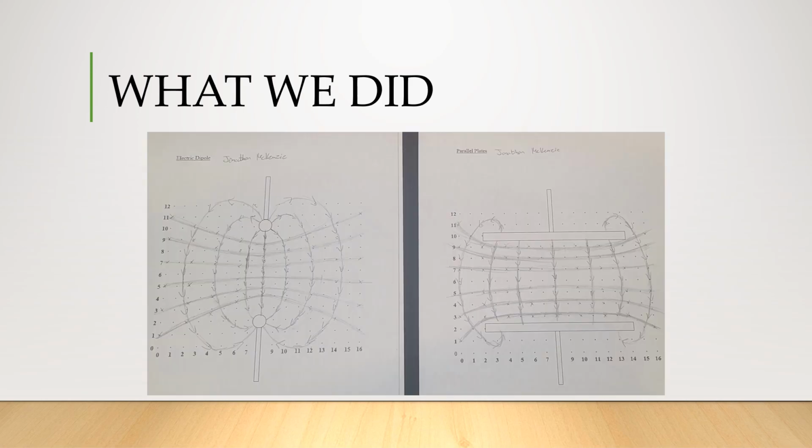These are the two hand sketches we did. You see the one on the left there is the dipole, the one on the right is the two parallel plates. The more horizontal lines on both of these hand sketches are the equipotential lines, and then the more vertical lines that have the arrows on them point away from the positive and towards the negative, and you can see how they curve from the positive towards the negative on both examples.